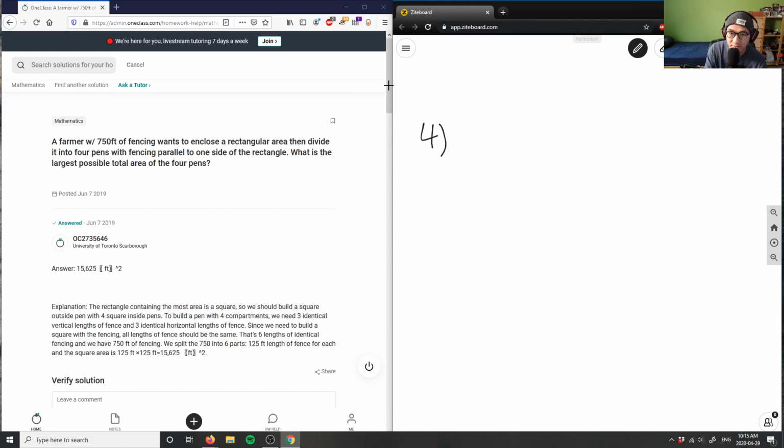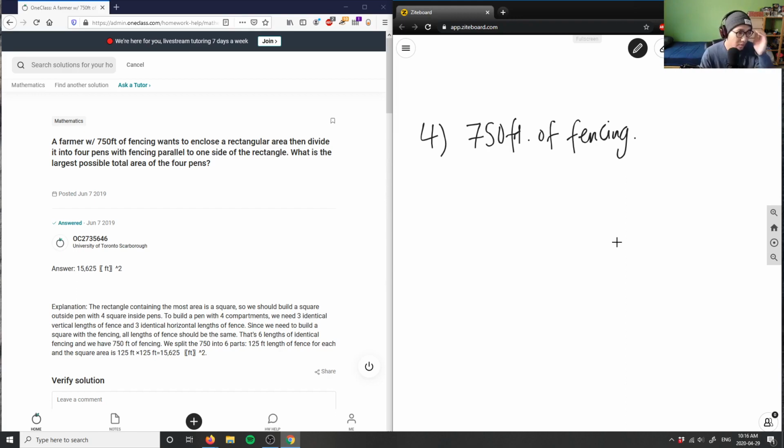So I have 750 feet of fencing, and I want to enclose a rectangular area, then divide it into four pens, right? So I have to enclose a rectangular area and divide it into four pens with fencing parallel to one side of the rectangle. So what is the largest possible total area of the four pens?